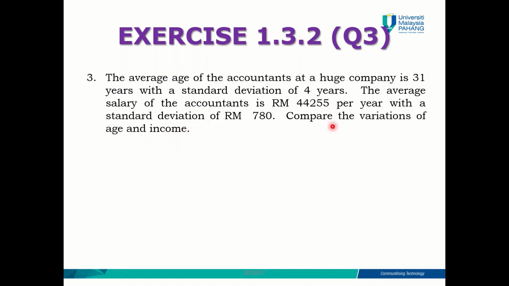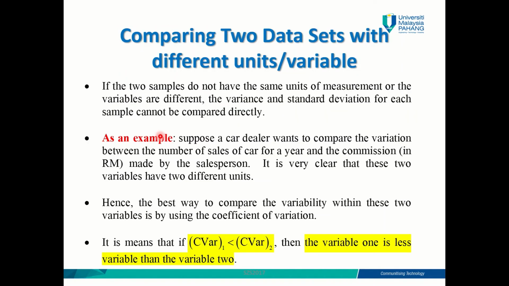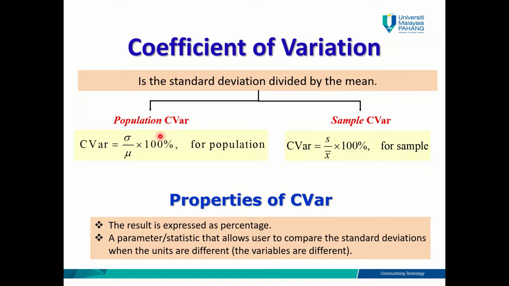So in this case, to compare the variability, you can't use the range, you can't use standard deviation, you can't use variance or even interquartile range, because age and salary are two different variables. So in this case, what you can use is the coefficient of variation. This is where the coefficient of variation takes part. This is when we use the coefficient of variation.